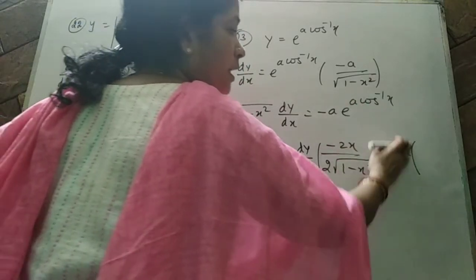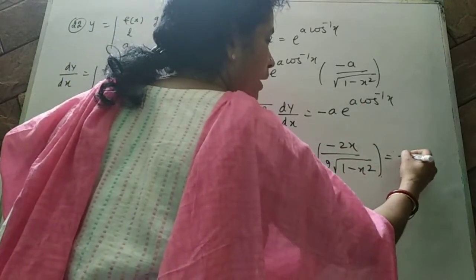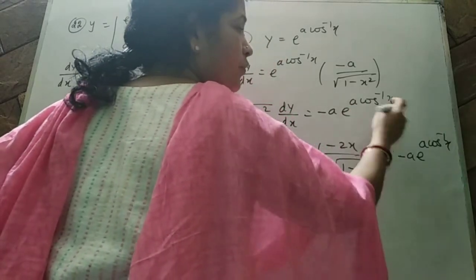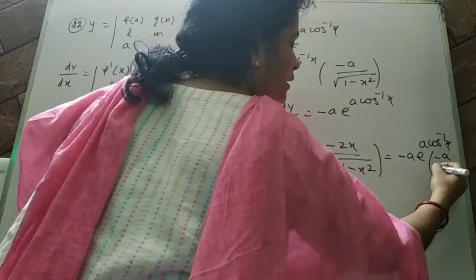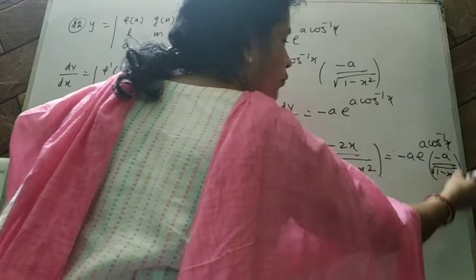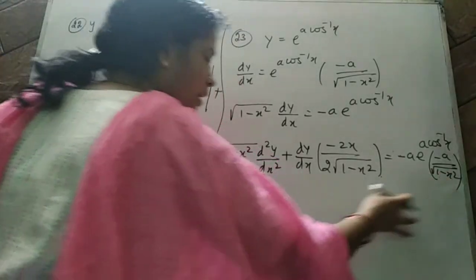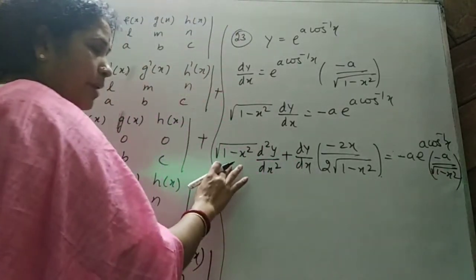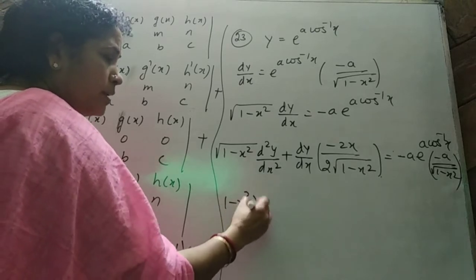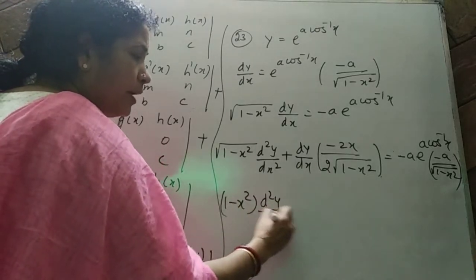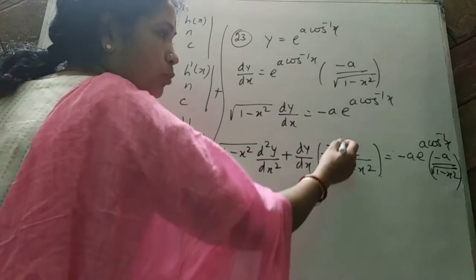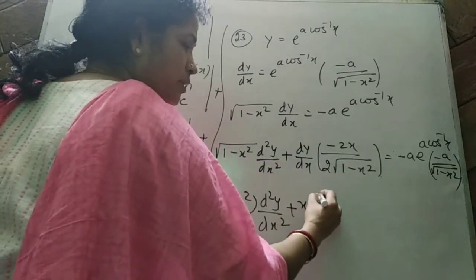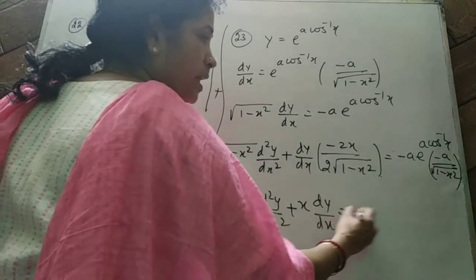Again, we are differentiating e power a cos inverse x. So minus a e power a cos inverse x into differentiation of a cos inverse x. Again, we will get it minus a upon under root of 1 minus x square. Now I am taking under root of 1, बस differentiation हो चुका है. Now I am taking under root of 1 minus x square this side. So 1 minus x square into d square y by dx square multiply कर रही हूँ, 2 cancel. Now under root cancel. So we will get it plus x into dy by dx. That is equal to this.